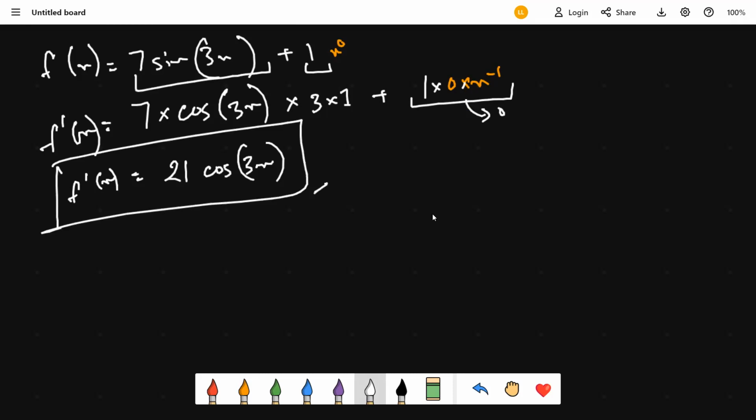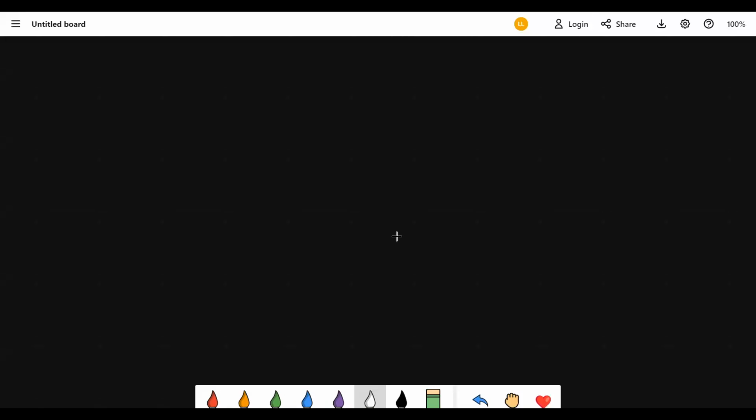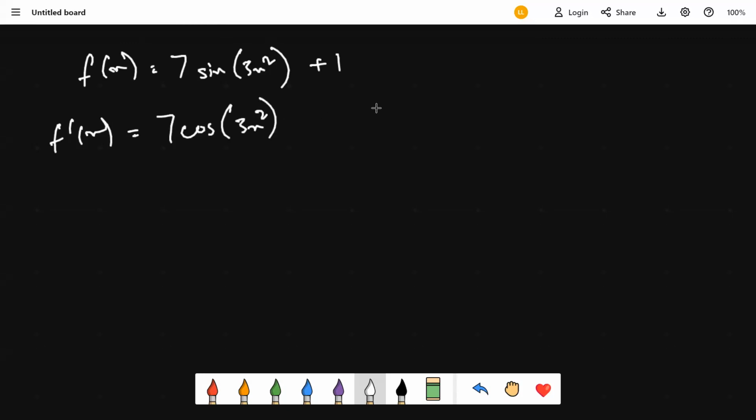Finally, we have the last question, which was 7 sine 3x squared plus 1. F of x equals 7 sine 3x squared plus 1. It's just the outermost part, and this is also the same way we have to deal with it. So f prime of x is 7 times the differentiation of sine, which is cos, repeating whatever was inside it, 3x squared. Now we have to multiply with it the differentiation of the innermost function.